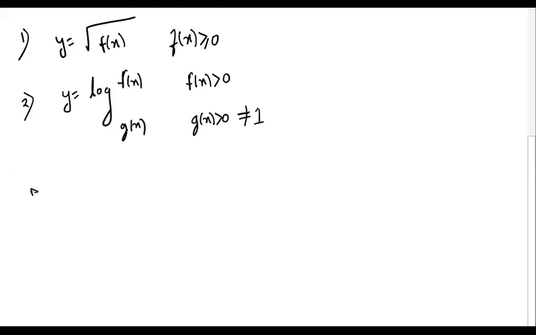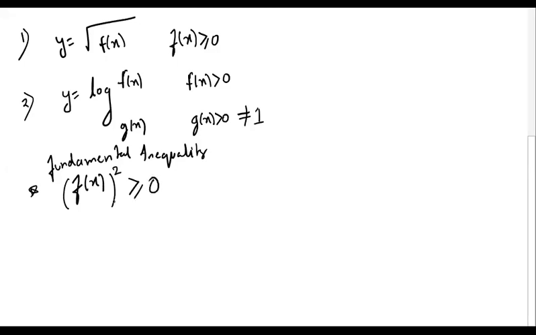And there is one more special condition or special inequality. This is called the fundamental inequality, which is: any function square is always greater than or equal to 0. Yes or no? Tell me, everyone. Any function square is greater than or equal to 0? Tell me yes or no. Yes, agree? Okay. Very good, everyone.